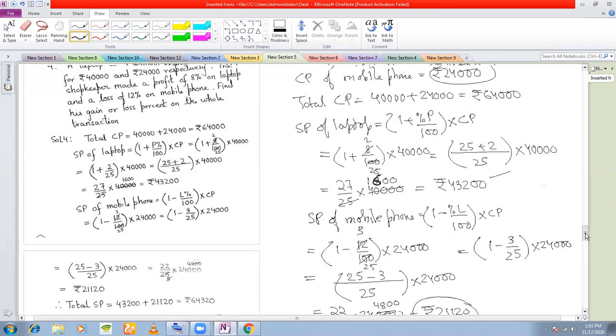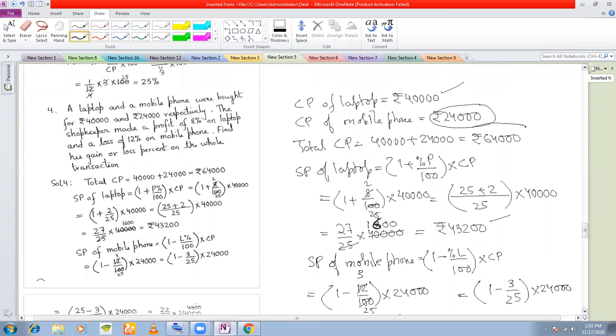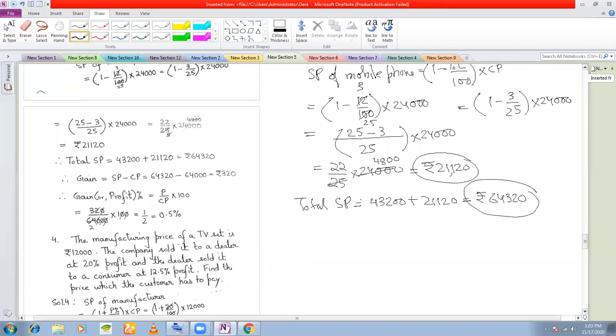Now the question is, his total investment, how much money is he investing? 64,000. Okay, he is purchasing both the items for 64,000 and he is selling both the items for 64,320. So what is his profit here? Selling price minus cost price. Selling price is 64,320 and the cost price we had calculated was 64,000. So he is only making 320 rupees out of the whole transaction.